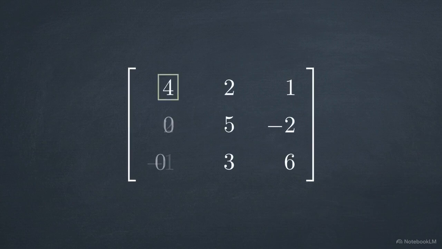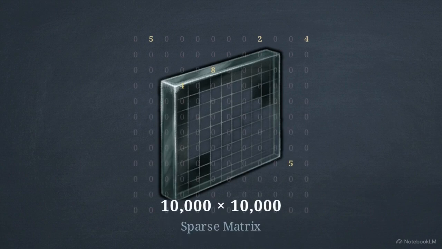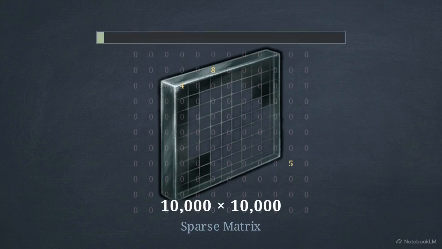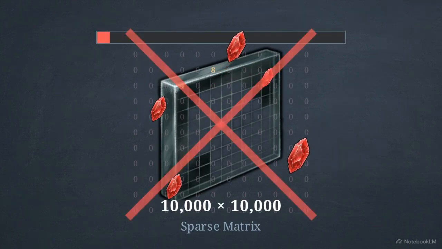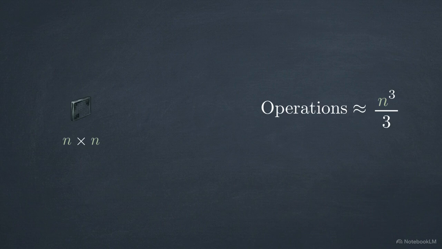If you need to solve a system of 3 linear equations, direct methods like Gaussian elimination work perfectly. But when you apply those same direct methods to the massive 10,000 by 10,000 sparse matrices generated by modern networks and physics simulations, the calculations hit a wall. That processing failure happens because direct calculation requires roughly n cubed over 3 operations.